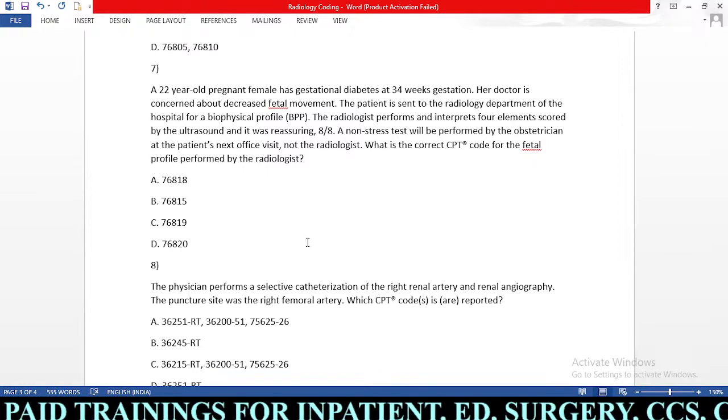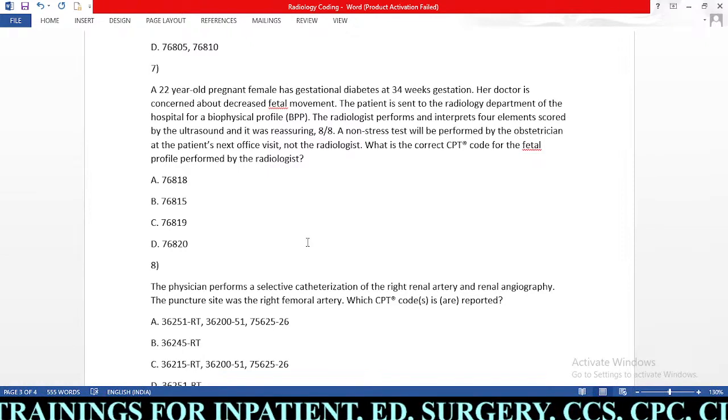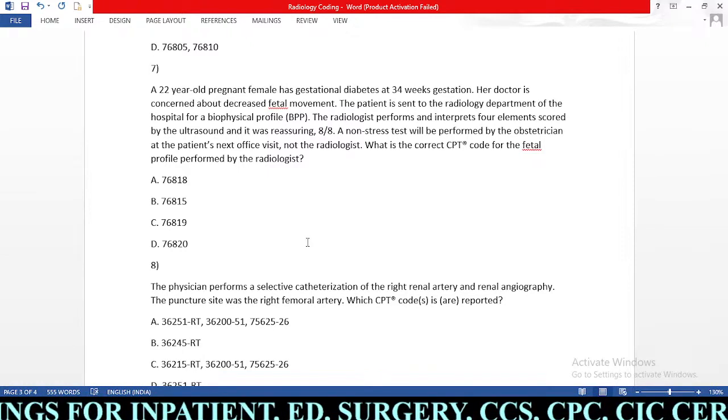So just try to find the keyword. If you know the appropriate keywords, we can code easily.